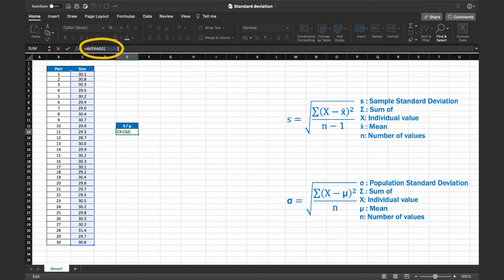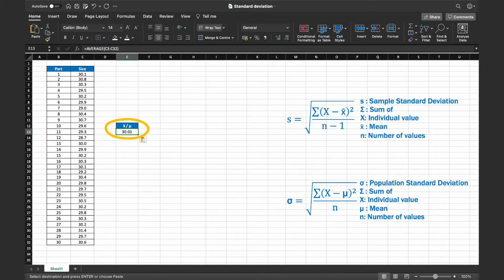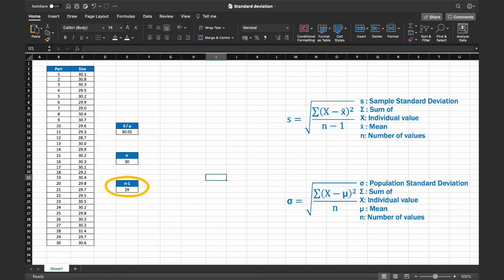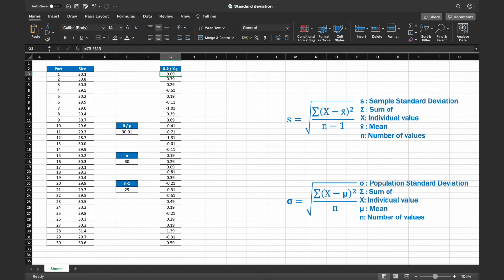In Excel, there is a function called average that can quickly do this step for us. All we need to do is use the function and then highlight the cells we are interested in. The result in this case is 30.01. Next, if we are working out the population standard deviation, we need to note the number of samples. In this case, it's 30. For a sample standard deviation, the input is one less, so in this case, it's 29.